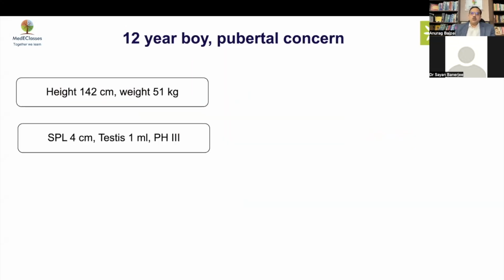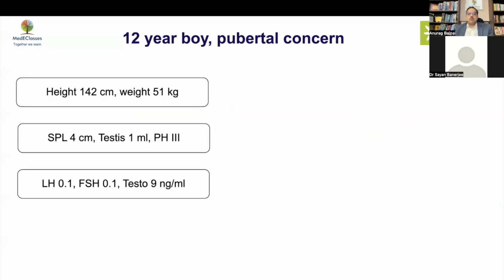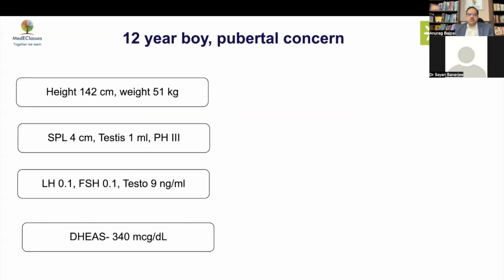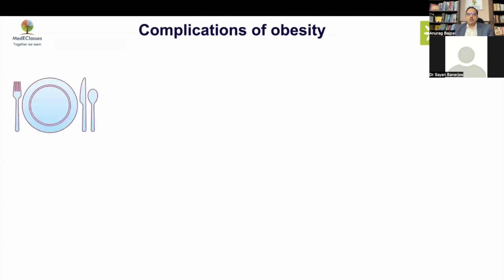So we had this 12-year-old boy with pubertal concern. He is in the obese range. Stretched penile length is normal. The testicular volume is prepubertal. There is stage 3 pubic hair development. The investigations show everything is normal. So this is a classical example of this adrenarche-gonadarche disconnect. And whenever you have an adrenarche-gonadarche disconnect, you will automatically have gynecomastia, which will happen in this perspective.